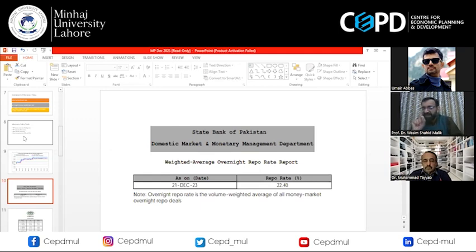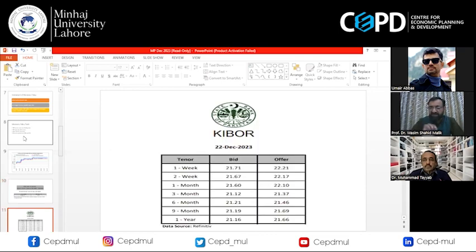So this money market rate, the weighted average overnight repo rate, cannot exceed 23%, which is currently the ceiling rate. It cannot go below 21%, which is the current floor rate. So it fluctuates between 21% and 23%, given the current interest rate corridor. On the day before yesterday, it was 22.4%.